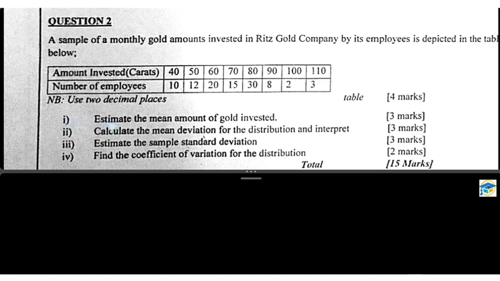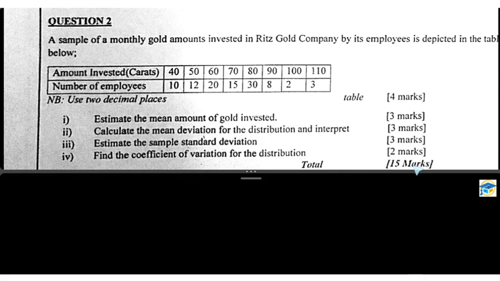I, estimate the mean amount of the gold invested. II, calculate the mean deviation for the distribution and interpret. III, estimate the sample standard deviation. And IV, find the coefficient of variation for the distribution. All these go for what?